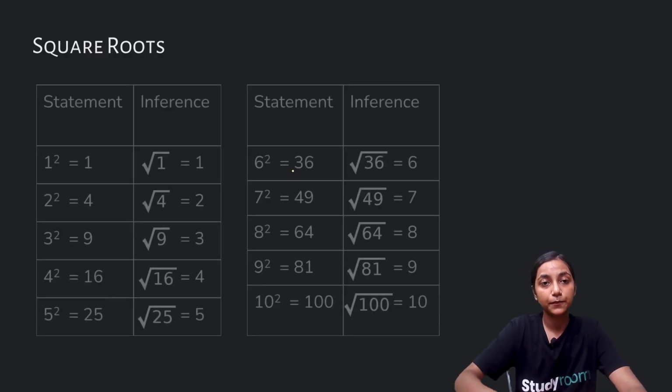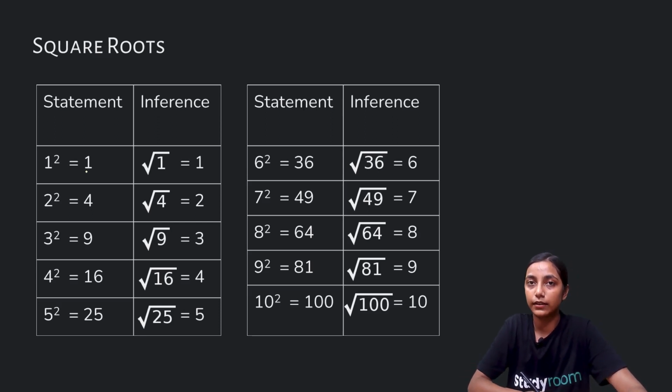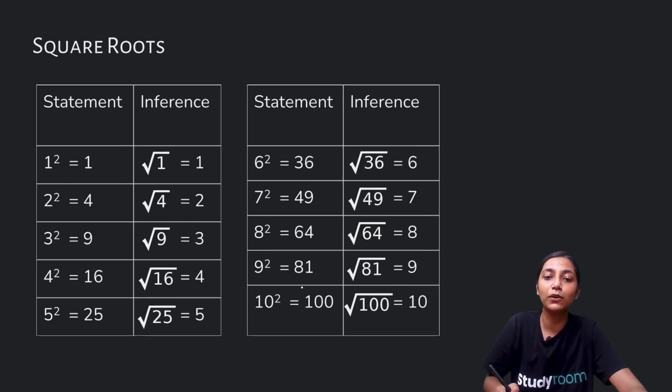Now for square roots, just see the statement and its inference. 1 square is 1, so the square root of 1 equals 1. Similarly, if 2 square is 4, then the square root of 4 equals 2. Similarly, 3 square is 9, then the square root of 9 is 3. And so on, till we know that the square of 10 is 100, therefore the square root of 100 will be 10. Just the inverse of this.